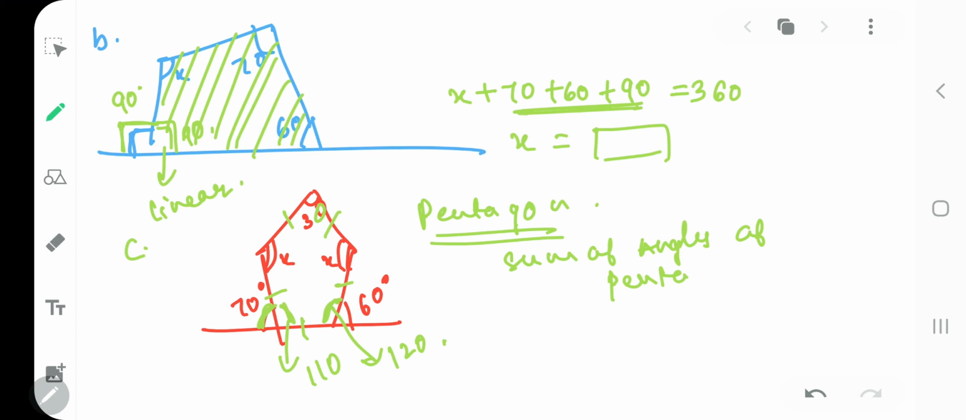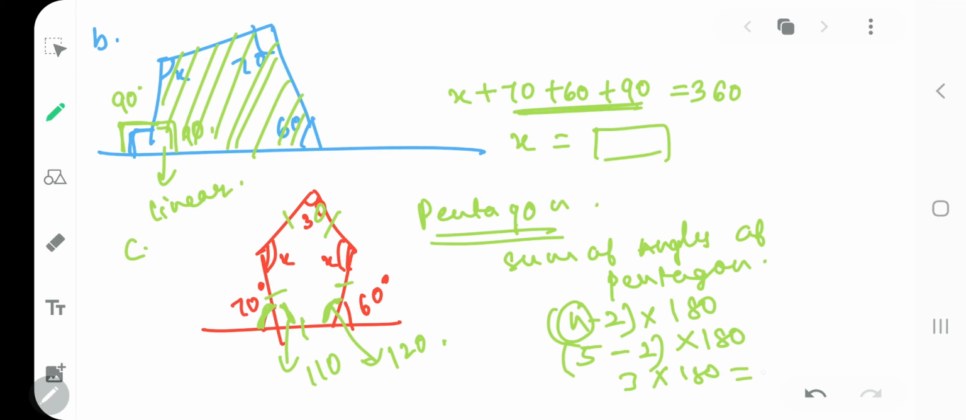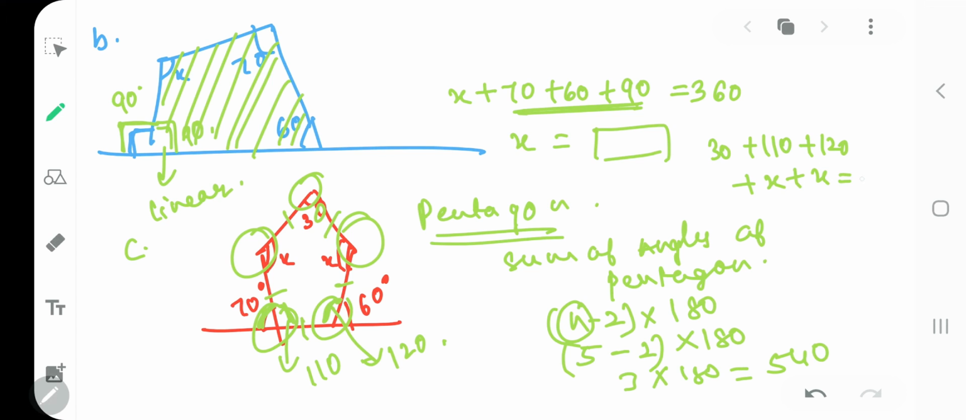a pentagon. The formula for the sum of angles will be the same, (n minus 2) into 180. A pentagon has 5 sides, so in place of n, I'll put (5 minus 2) into 180. That is 3 into 180, that is 540. Now you got to know that when we add all these angles, it will come to 540. So can I write 30 plus 110 plus 120 plus x is equal to 540. Are you getting my point? I'll clear this part.